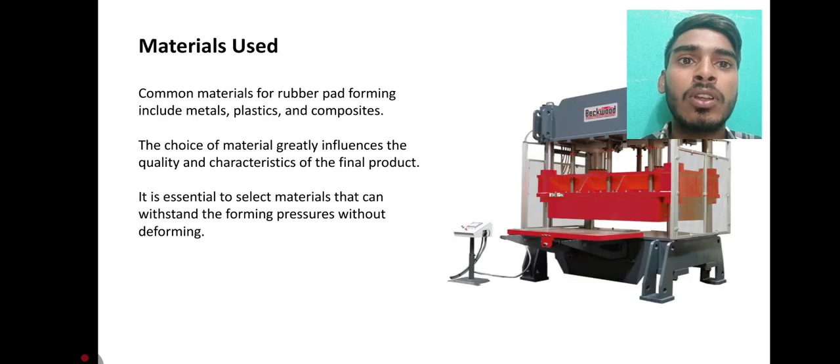Materials used. Common materials for rubber pad forming include metals, plastics, and composites. The choice of material greatly influences the quality and characteristics of the final product. It is essential to select materials that can withstand the forming pressures without deforming.